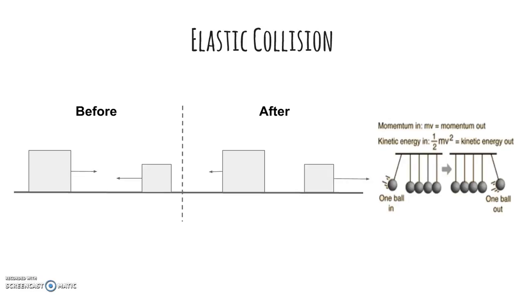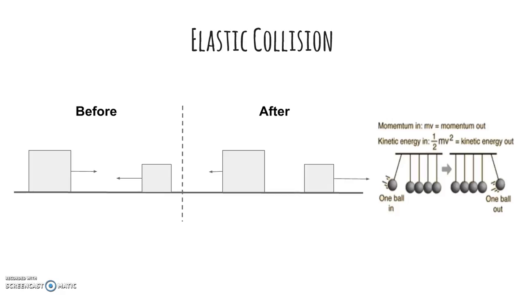So, let's get a little bit graphical here. You've got two blocks here on the left side, before. They're heading towards each other. Afterwards, they're heading away from each other. This is just one scenario of an elastic collision. They have bounced off of each other, and the energy is conserved. Momentum in, mv, is equal to the momentum out. Kinetic energy in, 1/2 mv squared, is equal to the kinetic energy out.